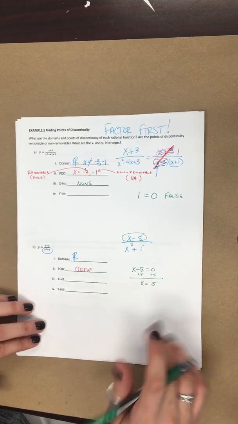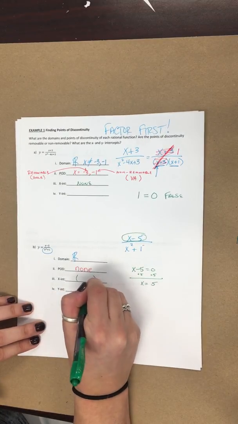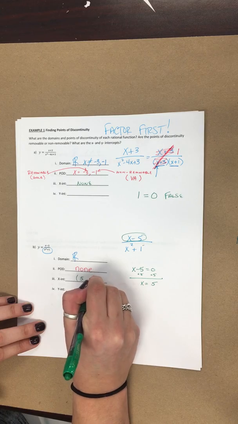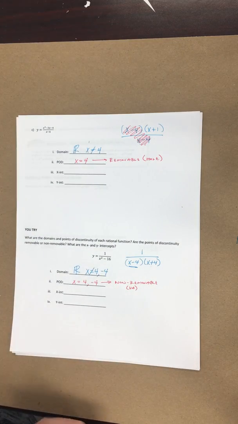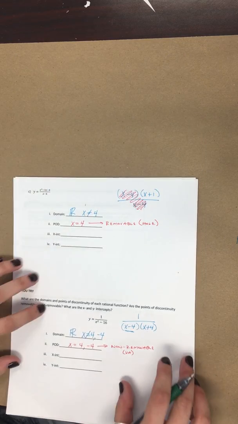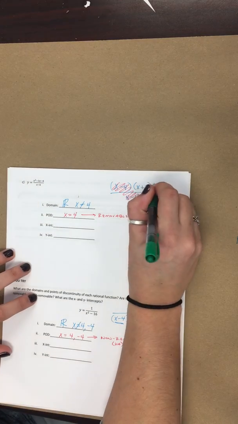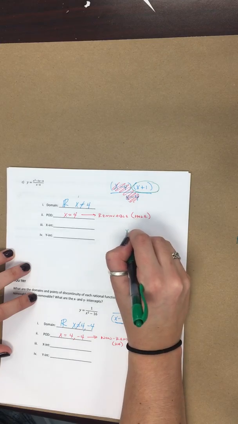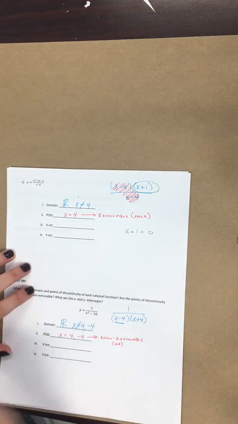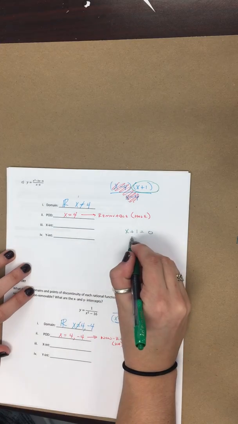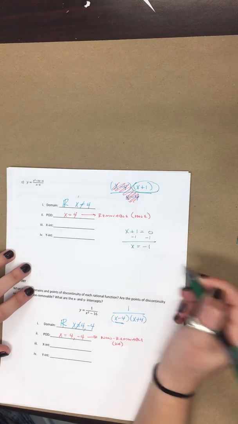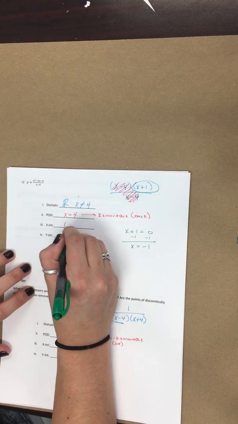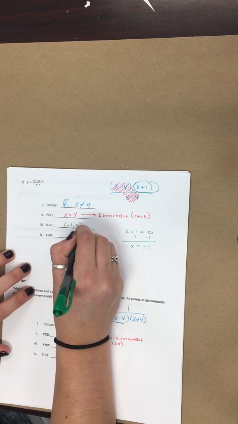Since the x-intercept is a point, I'm going to write 5 as a coordinate point. So I'm going to write (5, 0). Okay, part C, x-intercept. I'm going to set my numerator equal to 0. x plus 1 equals 0. I want to solve it, so I would subtract 1 from each side. x equals negative 1, and then I write that as a coordinate point, (-1, 0).